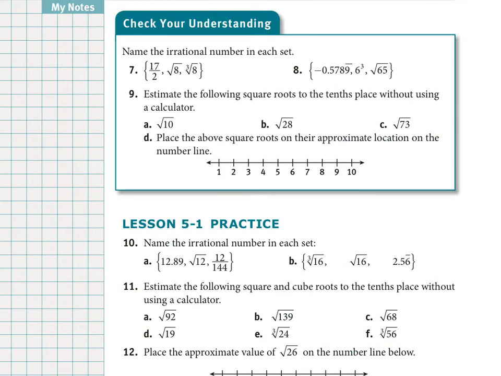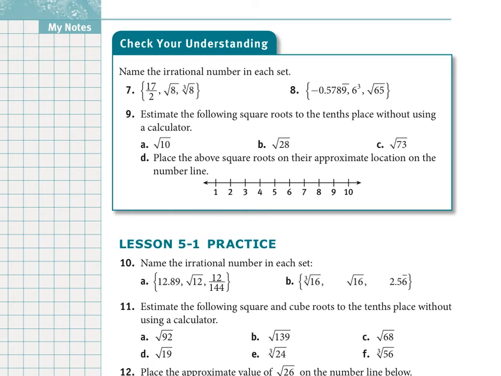Alright, so let's just do a couple extra checking our understanding examples here. Can we name the irrational number in each set? We have 17 over 2, the square root of 8, and the cube root of 8. To be irrational, think of irrational as crazy. A crazy number is never going to end, no pattern, just goes on forever.